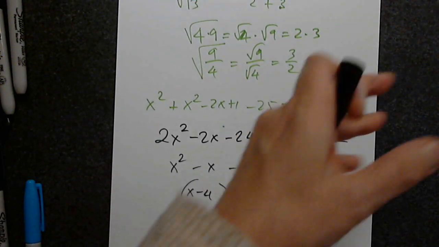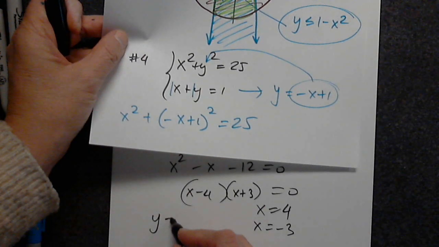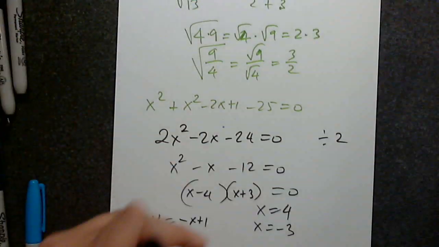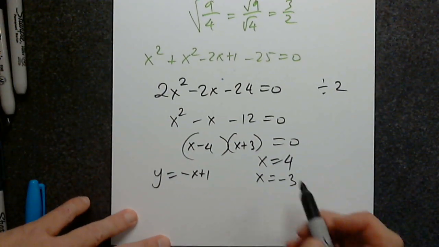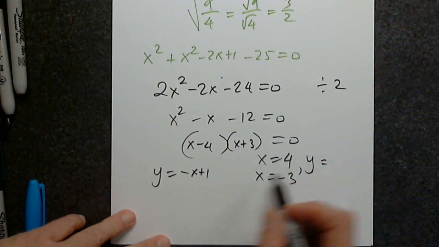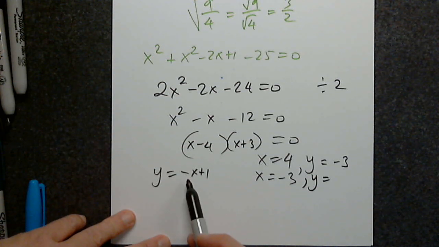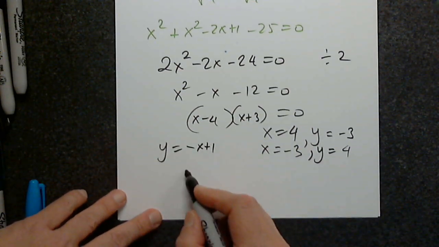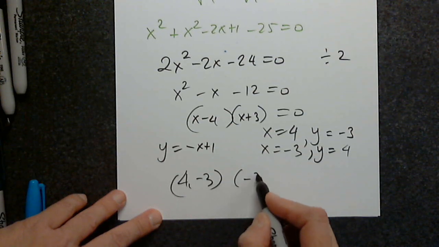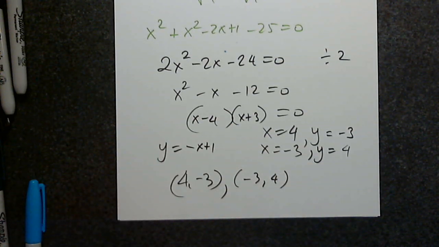And I have to go back to the substitution, which was y equals negative x plus 1. So therefore, when I plug in x equals 4, I get negative 3. When I plug in negative 3, I get 4. Nice. So 4 comma negative 3 and negative 3 comma 4 are solutions of this system of nonlinear equations. Questions?